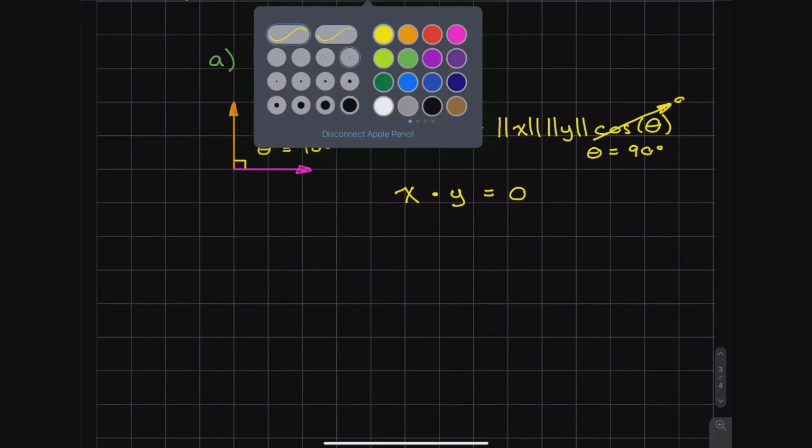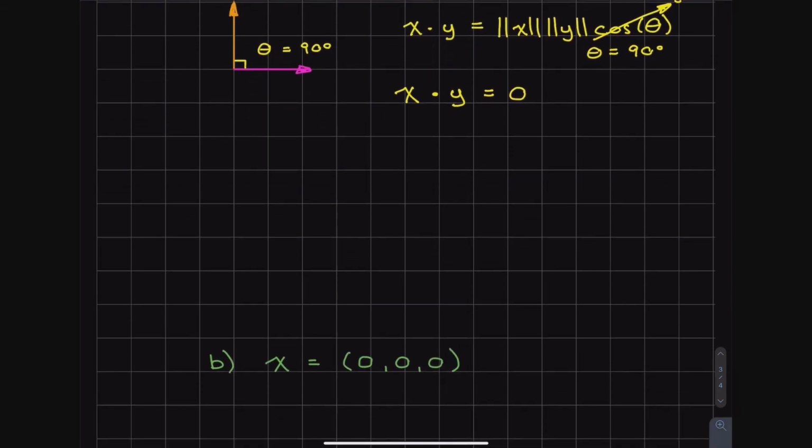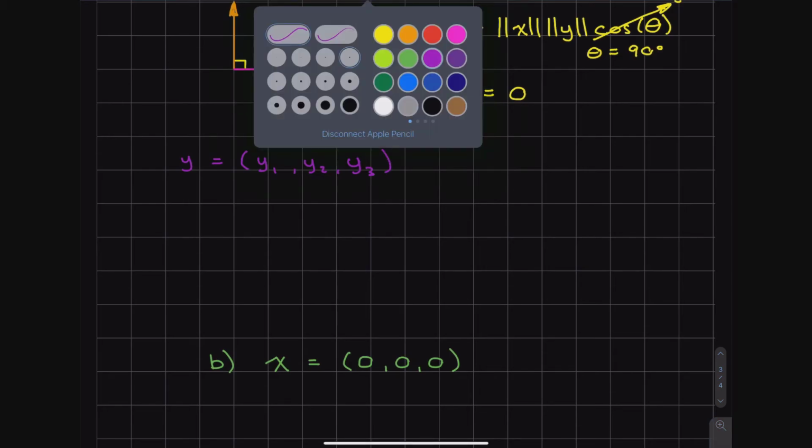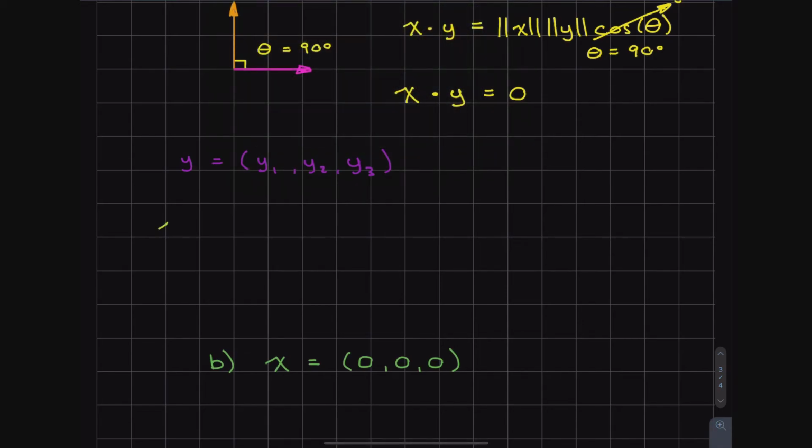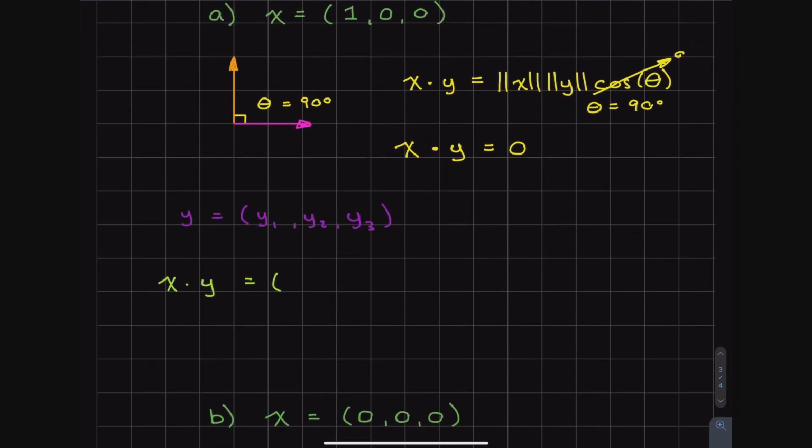So if we were to expand our vector out, let's say that we just assume our vector y is going to be equal to y1, comma y2, comma y3. If I were to do x dot y, I'm going to do this in a different color just to make it a little bit brighter. So we got x dot y is going to be equal to x1, which we see up there is 1, so we're going to have 1 times y1, plus x2, which is 0, times y2, and then finally we have x3, which is also 0, times y3, and all this to be perpendicular must be equal to 0.